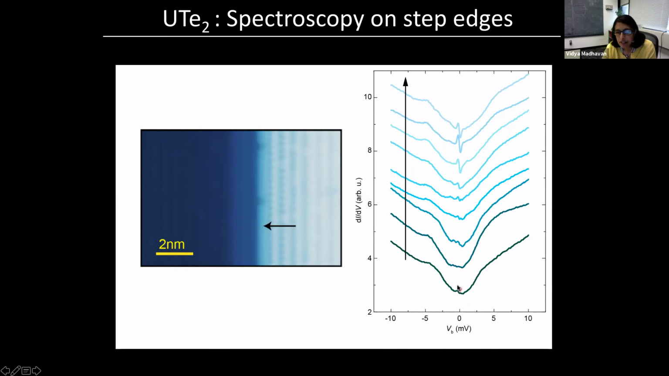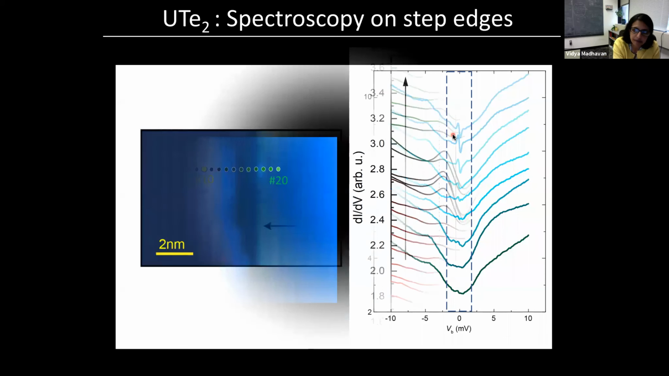This funny feature is actually the Kondo feature I was showing you earlier. It's just got a funny line shape because the tip had a strange shape, but this is the Kondo effect. What you find is as you get closer to the step edge, you can see that at low energies, you can see a feature developing. So right here, you can see that right at the step edge, you see a feature.